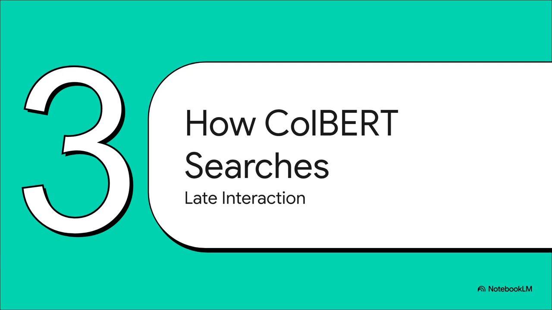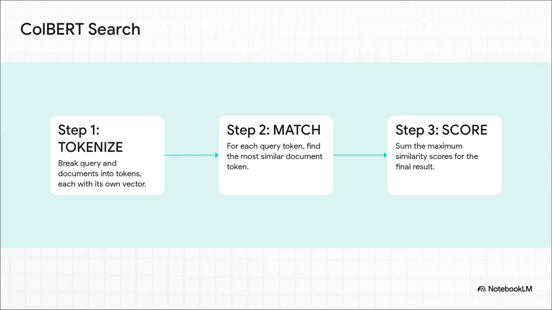Okay, so we keep saying late interaction. What does that actually look like in practice? How does a ColBERT search really happen? Let's walk through the nuts and bolts, step by step. It really boils down to this pretty simple three-step process. First up, tokenize. Everything, your question, your documents, gets chopped up into individual tokens, and each one gets its own vector. Step 2 is match. Now, for every single token in your question, the system scours the document to find its one single best partner. And finally, score. You just add up all of those best match scores, and that's your final result.